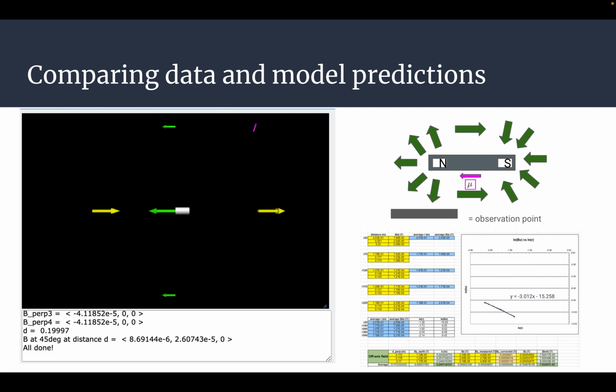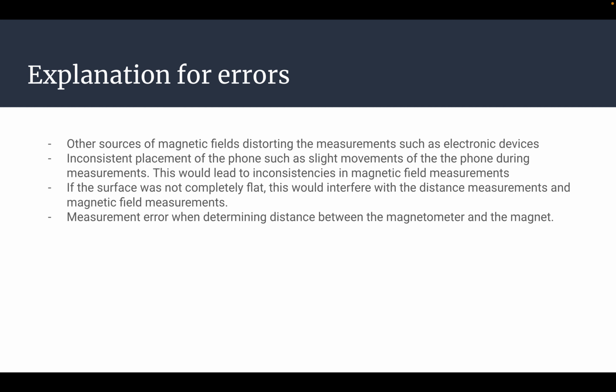When comparing the data and model predictions, we can see the arrows point in the same direction. Some explanations for errors are that other sources of magnetic fields could be distorting the measurements, such as electronic devices. There could also be inconsistent placement of the phone, such as slight movements of the phone during measurements. This would lead to inconsistencies in magnetic field measurements. If the surface was not completely flat, this would also interfere with the distance measurements and the magnetic field measurements. And there could also be a measurement error when determining the distance between the magnetometer and the magnet.